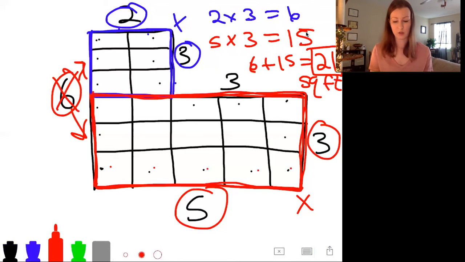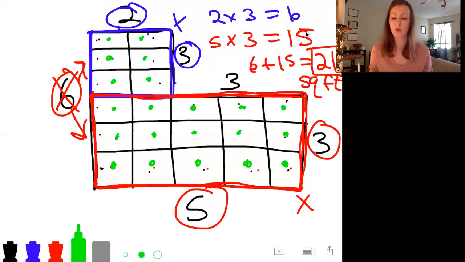Why don't we check our work? 1, 2, 3, 4, 5, 6, 7, 8, 9, 10, 11, 12, 13, 14, 15, 16, 17, 18, 19, 20, 21 squares, 21 square feet.